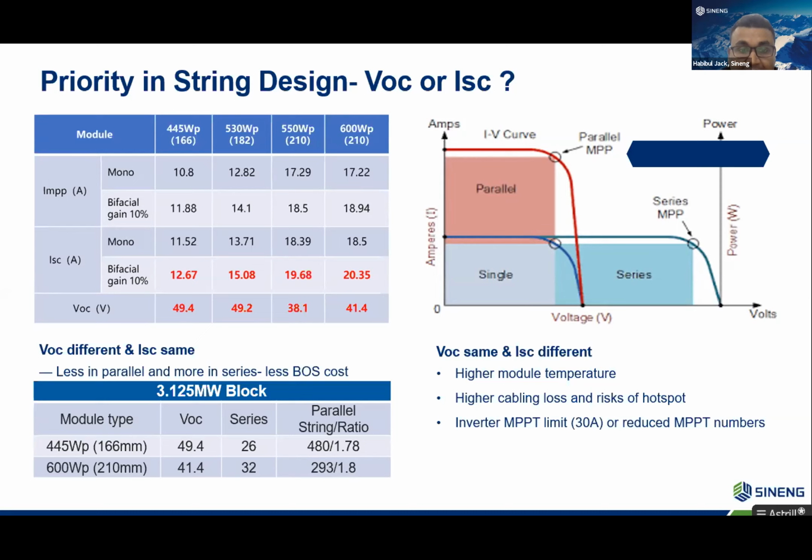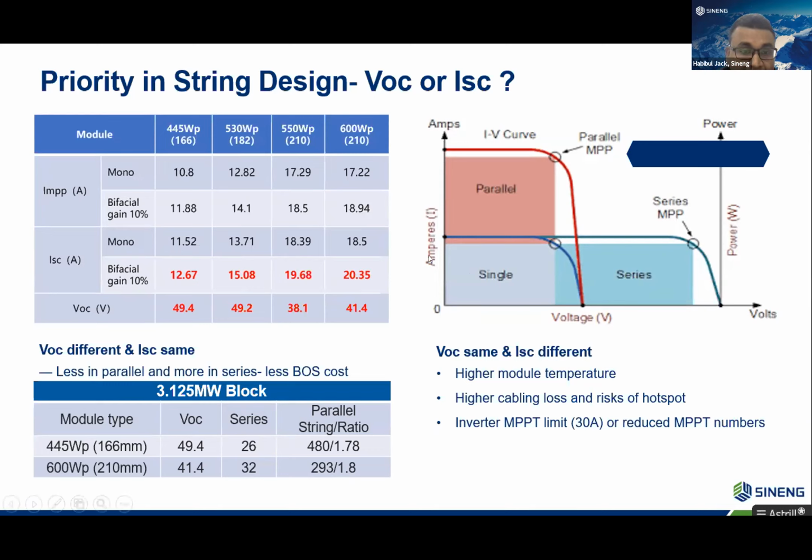In the case of higher VOC and lower ISC, less parallel module connection and more series connection will lead to lower BOS cost in the form of fewer combiner boxes, less cable, less land occupation, etc.